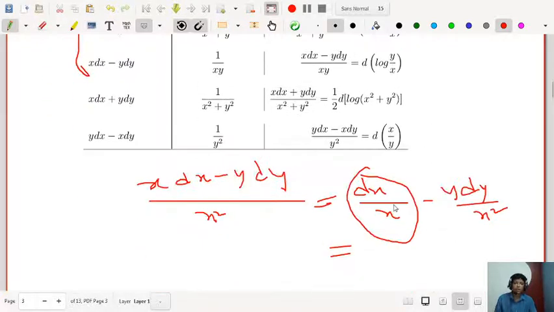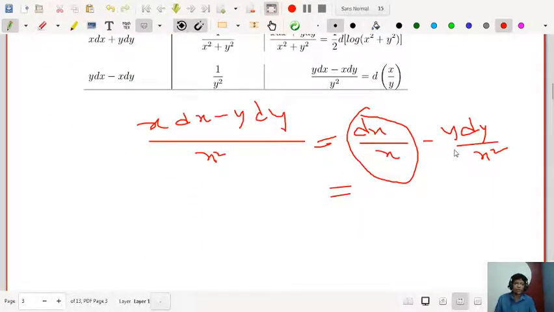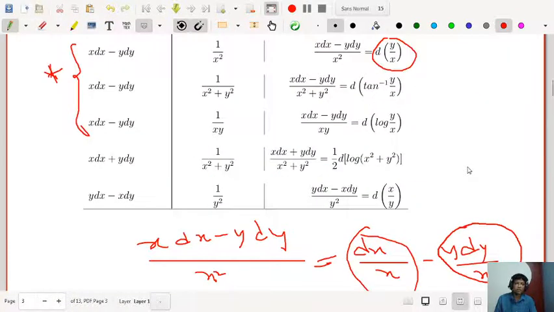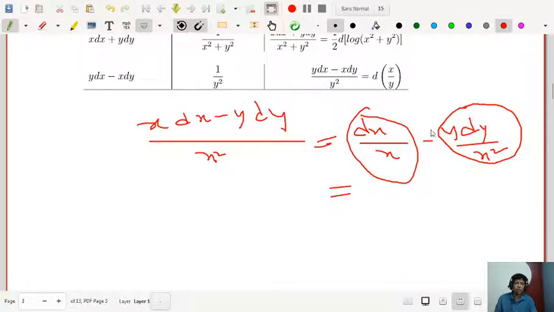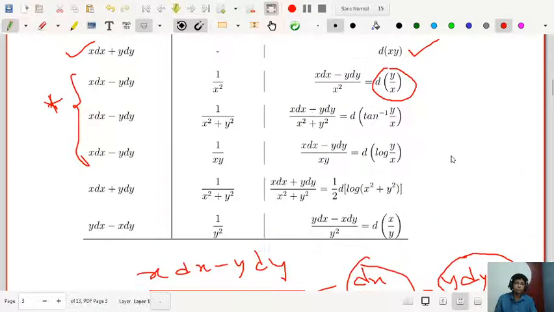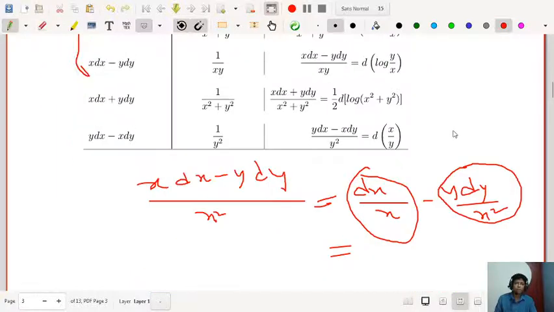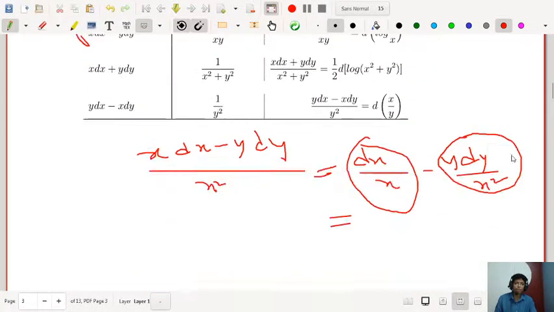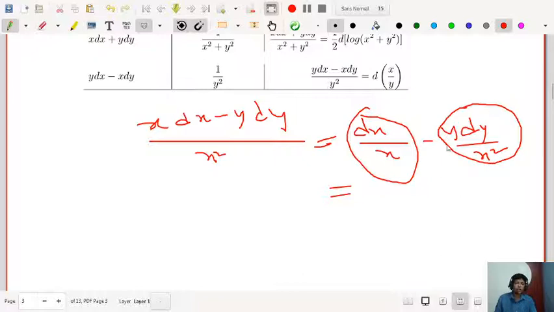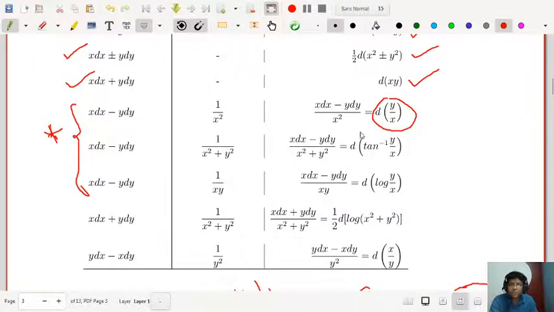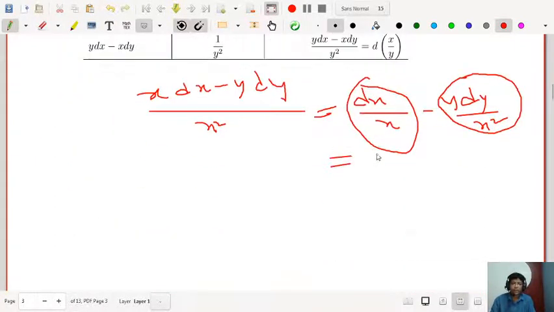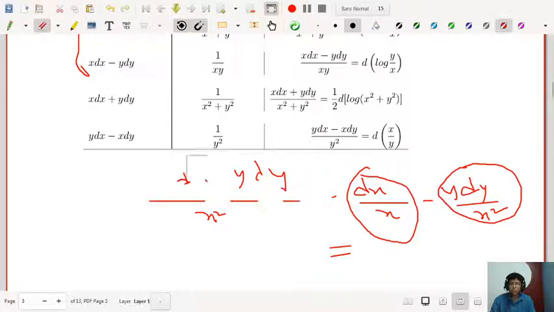Yes, log x. If you integrate this, it gives you log x. And if you integrate this, then this will give you, actually, sorry for the interruption. So if you integrate this, it will give you, sorry, I made a mistake here. Yeah, dy by x. Okay, let us write once again.